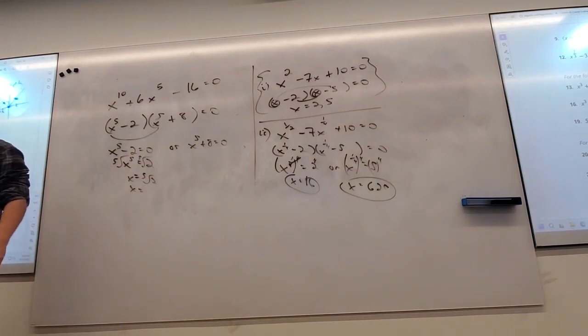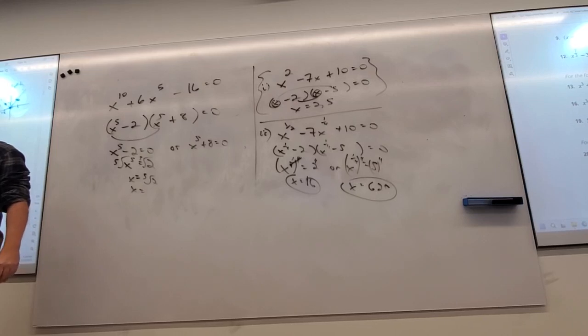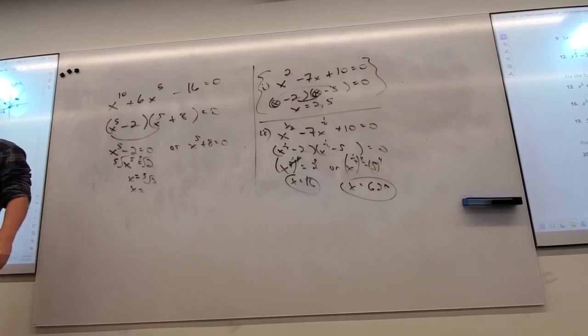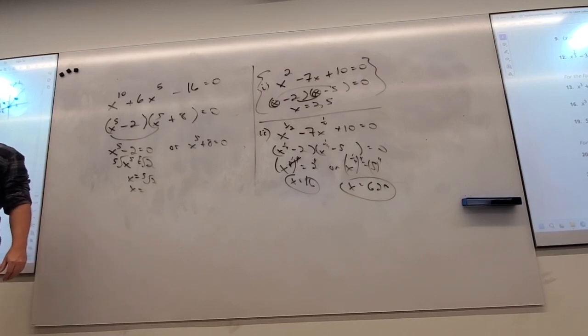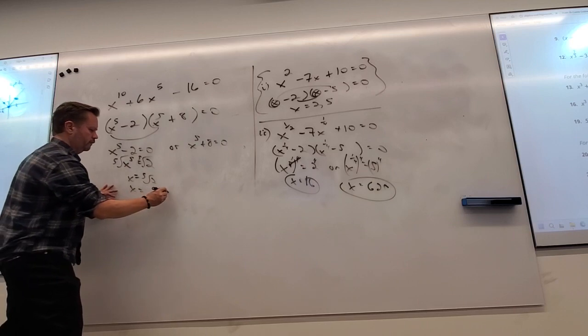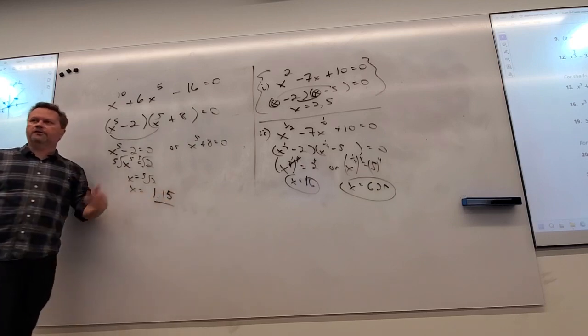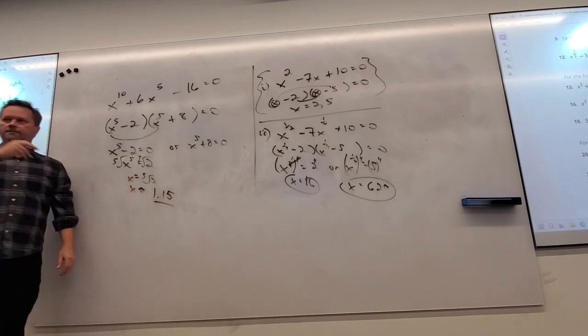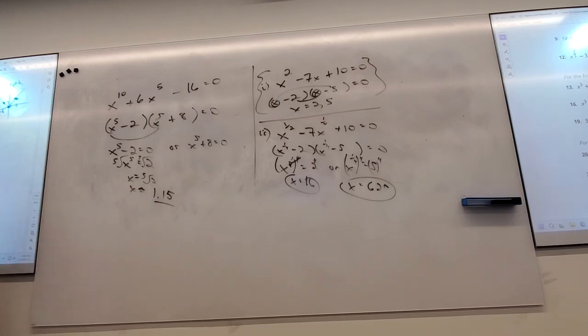Who thinks they have that? 5th root of 2, who's got that? 1.148 6. So I can round it to like 1.15, right? Approximately. And do the same thing with the 8, right?